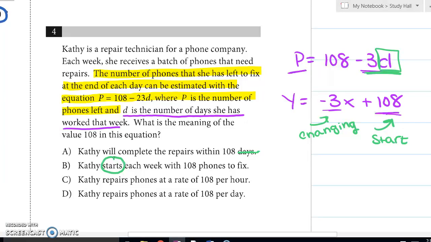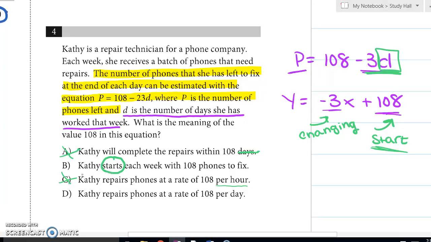Now, on the SAT, you can't just put the first answer that you like because you might find one that's better. And they say that in the directions, that you're going to choose the best answer. So I like choice B because it has a vocab word that I already brought up earlier. Choice C, Kathy repairs phones at a rate of 108 per hour. Well, you know that rate of change is slope. So they're definitely talking about a slope here. Per hour means it's going to have a variable, and 108 doesn't have a variable. So C doesn't sound like a good option.